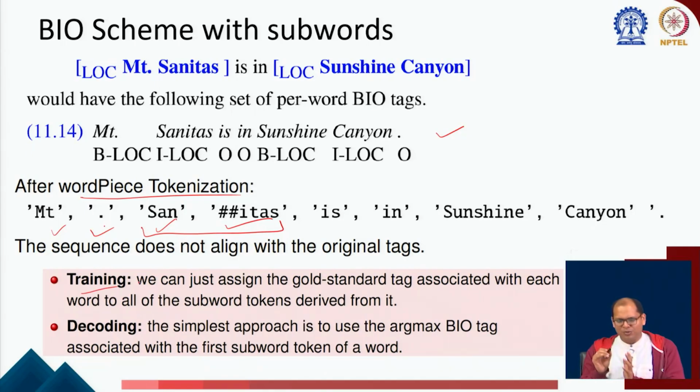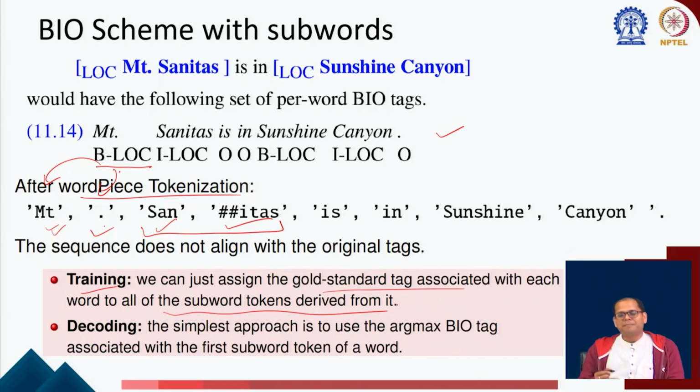And the way people do it, one standard way is, you repeat the tag at training time. So you will set 2 beginning locations, although the beginning location should be only 1. You just copy this beginning location at both the stages. So the gold standard tag that is there with the word, you copy it to all the subword tokens. That is what is done. So that's how you train the model. So you will predict 2 beginning locations.